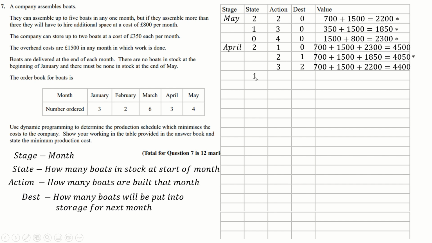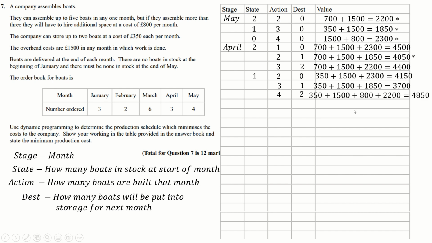So we'll start this time April with 1 boat in storage. That means we could build 2 and leave none in storage. That's going to cost 350 because there's only 1 storage, plus 1500, plus whatever it costs to finish May with 0 in storage, which is this. So we get this. We could alternatively build 3 boats, leave 1 in storage, or build 4 boats, put 2 in storage. That will cost this much and this respectively.